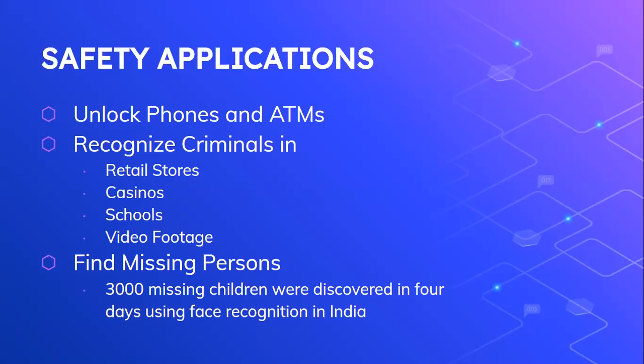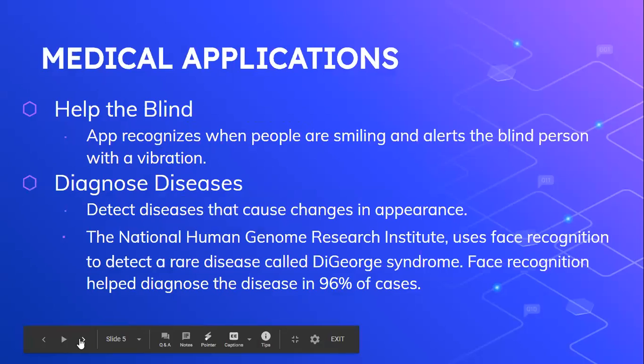In addition, facial recognition is also involved in the law industry by helping recognize criminals in different types of public places such as stores or casinos or schools, commonly seen in video footages. And finally, facial recognition is used to find missing people, and over 3,000 missing children were discovered in 4 days using facial recognition in India. That's quite a big feat.